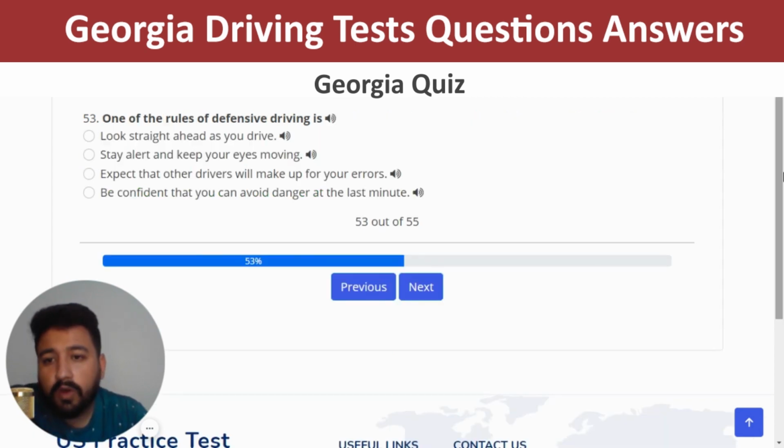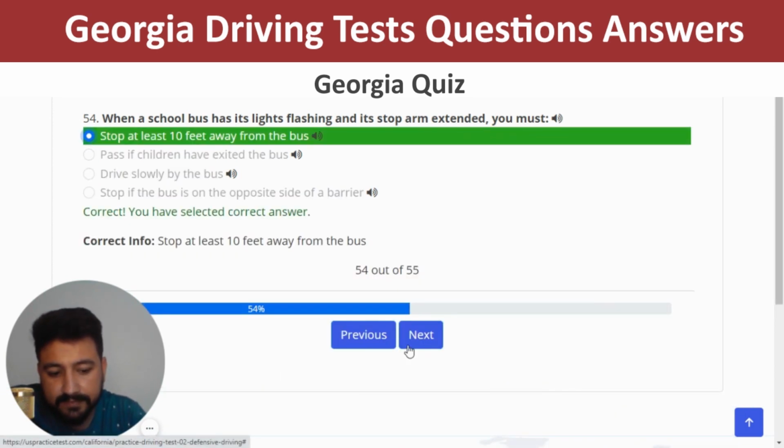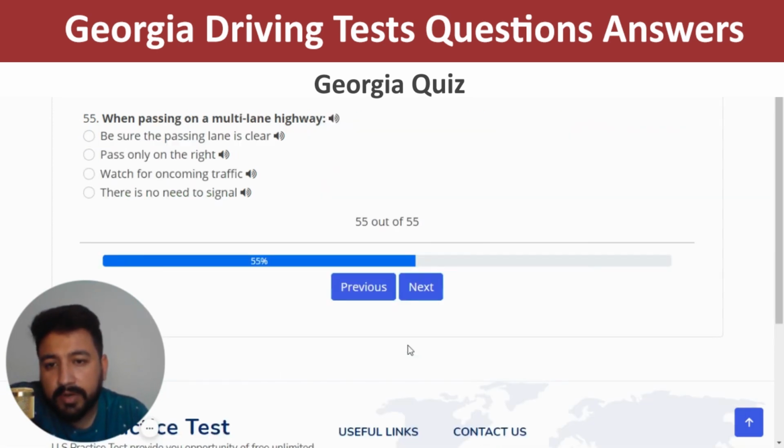And next. One of the rules of defensive driving is stay alert and keep your eyes moving, which is the second option again, right? And next. Second last question is, when a school bus has its lights flashing and it stops with arm extended, you must. So the right answer is stop at least 10 feet away from the bus, which is the first option. And next. The last question is, when passing on a multi-lane highway, so the right answer is be sure the passing lane is clear, which is the first option again. This is the correct one.